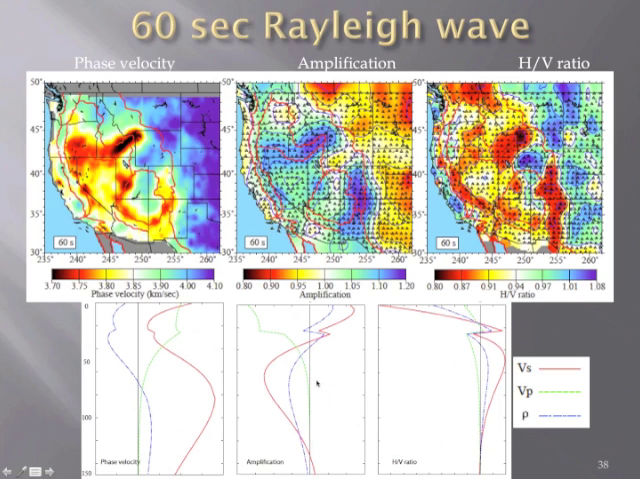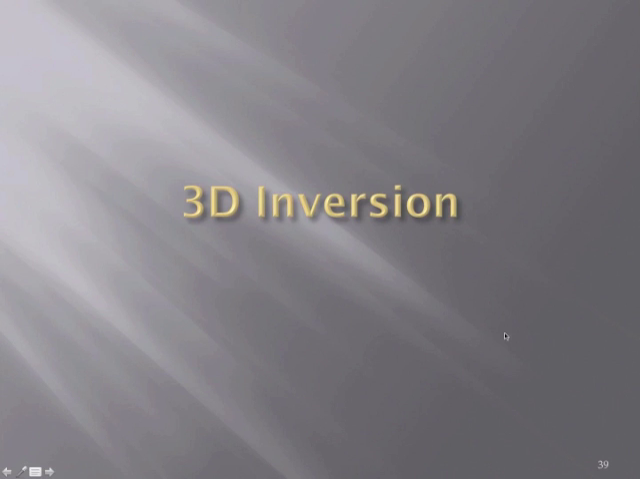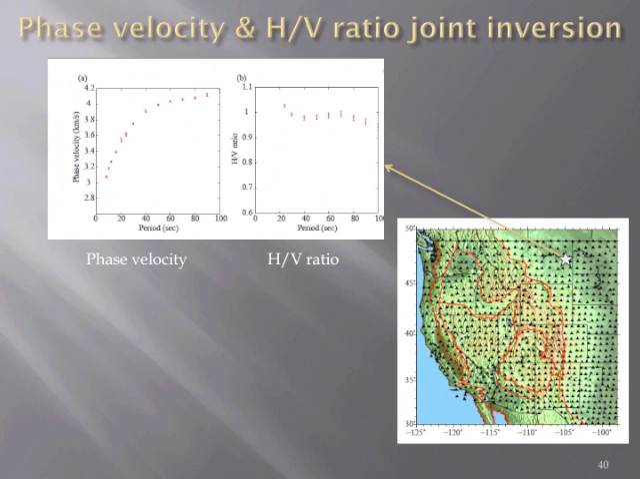And you can see that they have all very different sensitivity kernels. And the future goal is trying to combine all these 3 types of measurement and do a joint inversion to infer all 3 parameters. But right now, what we have already done is try to jointly invert for phase velocity as well as HV ratio.